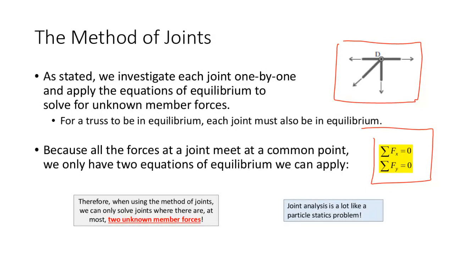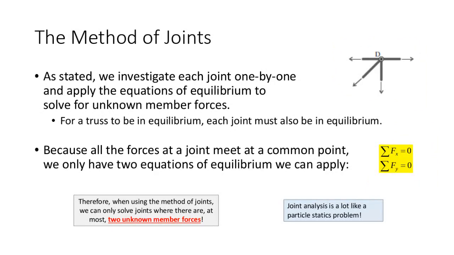And so whenever you're plotting out your strategy for solving a truss, you can only solve joints where there are at most two unknown member forces. That'll become clear as we begin our example problem. You'll have to be a bit strategic in how you plan out a given problem. But as you go through this, I think you'll find that truss analysis is a very systematic and very straightforward process. There are a couple of detail-oriented things you need to watch out for, but by and large, it's really not very difficult. So let's look at an example.